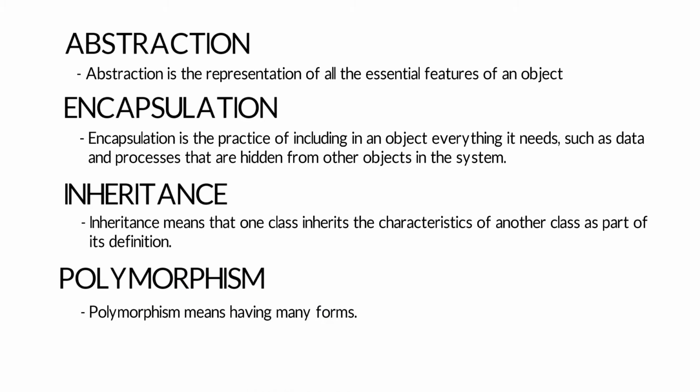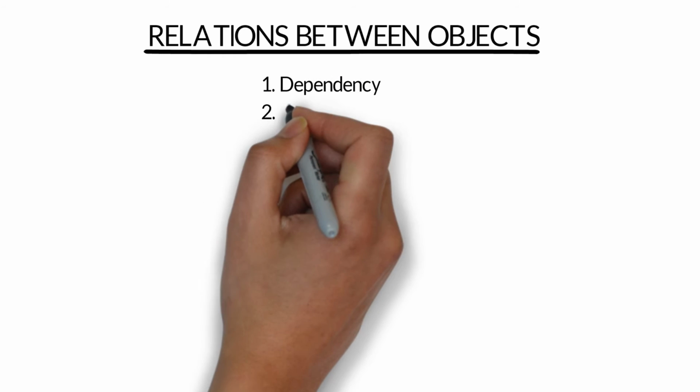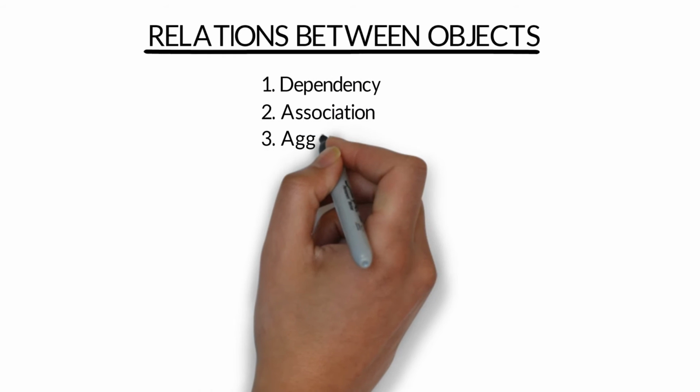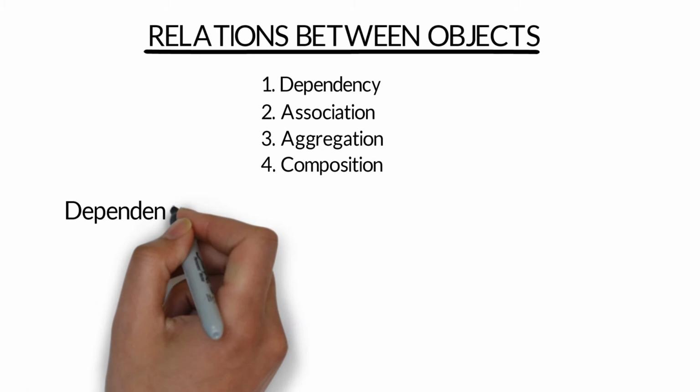Polymorphism means having many forms. It can be described as the ability of a program to detect the real class of an object and call its implementation even when its real type is unknown in the current context. There are several types of relations between objects. They include dependency, association, aggregation, and composition.